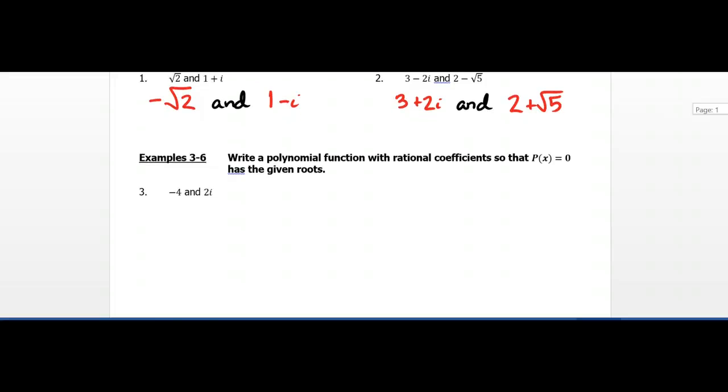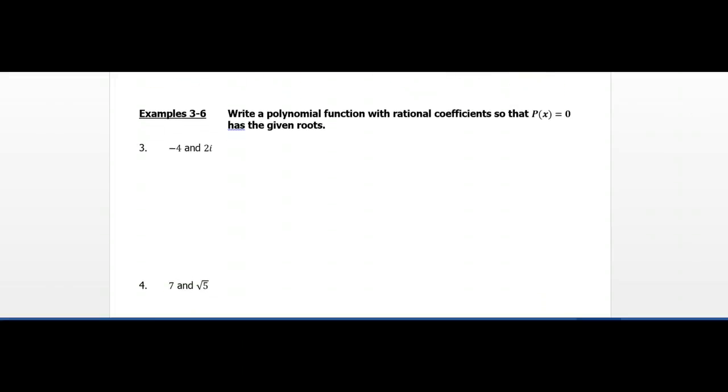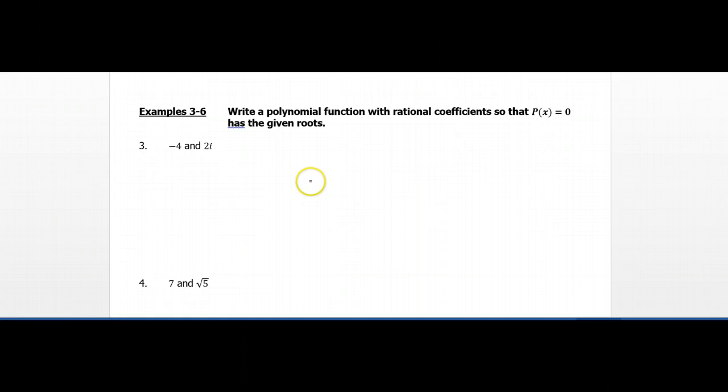We're going to use that theorem now and do something we did in the last unit, where I give you zeros or roots of an equation, and you're going to write the equation in standard form. This time, however, you're going to have to apply this conjugate root theorem because there may be some missing roots that you're going to have to fill in. So let's look at how this works for number 3.